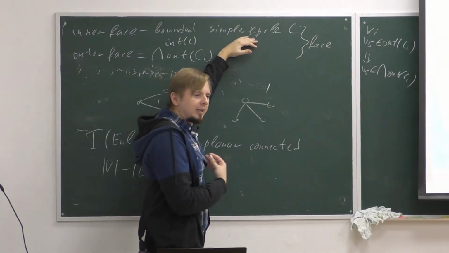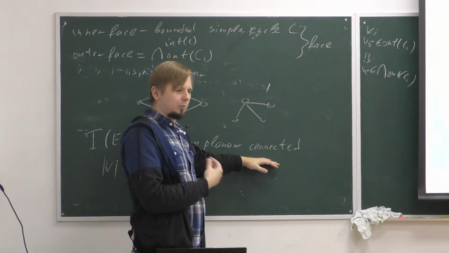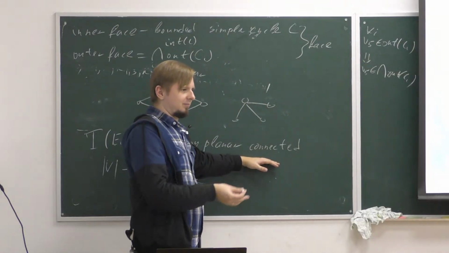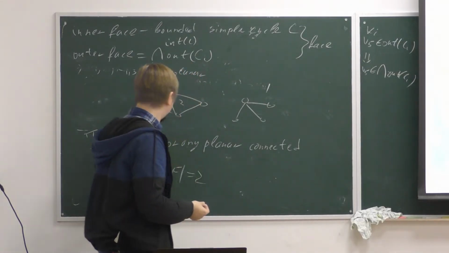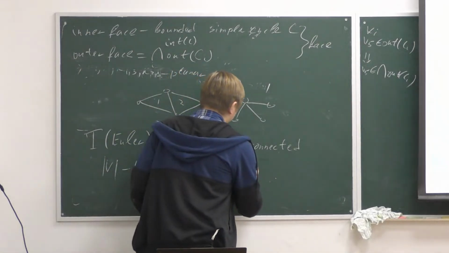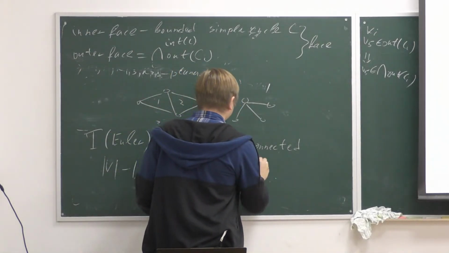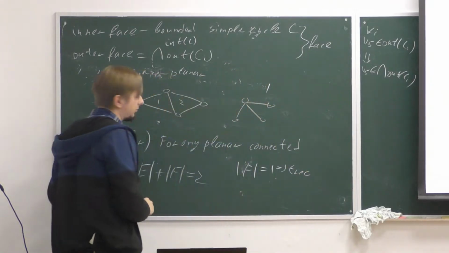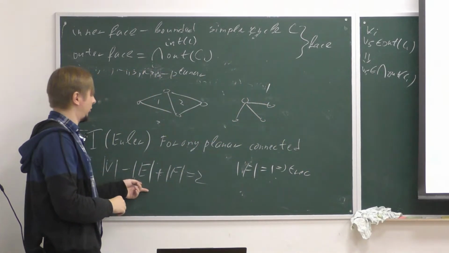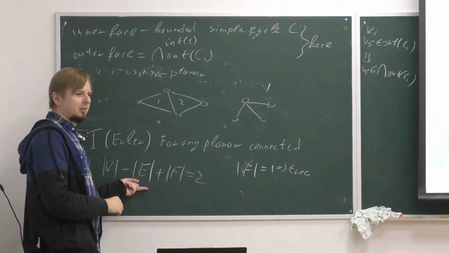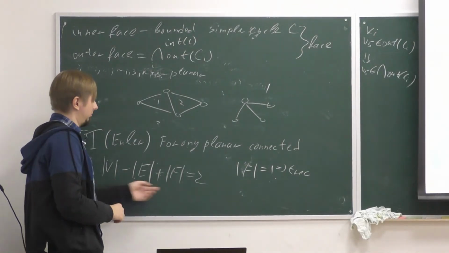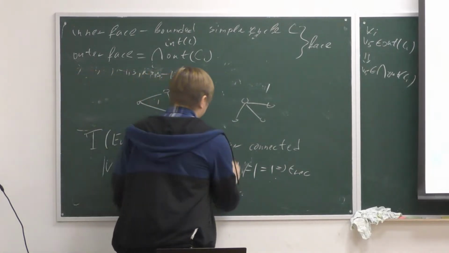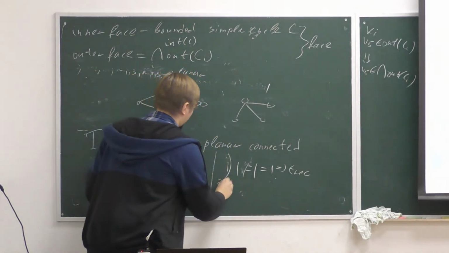If we have no cycles and a connected graph, it will be what? A tree. So the number of faces will be just 1, so we have 3. And what is the number of vertices and what is the number of edges? V minus 1. Yes? So we see here the base is very simple. So the next step.